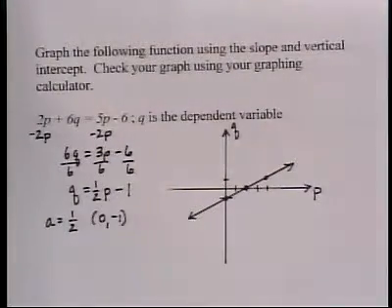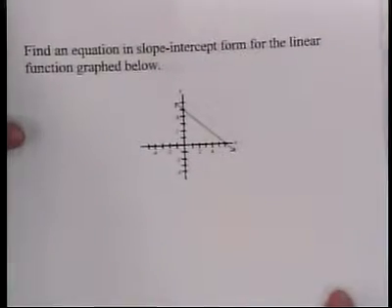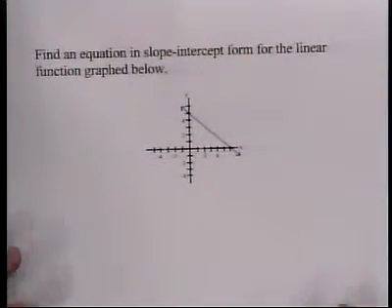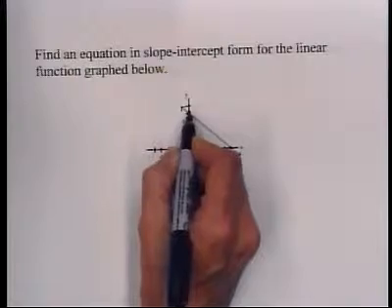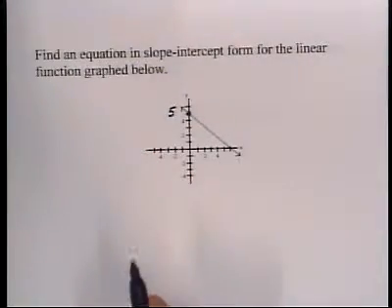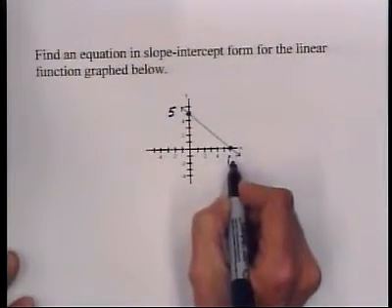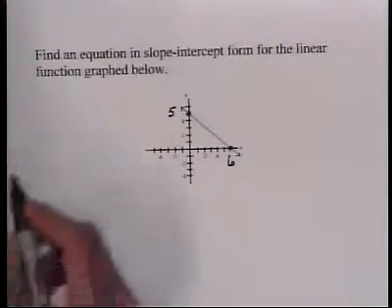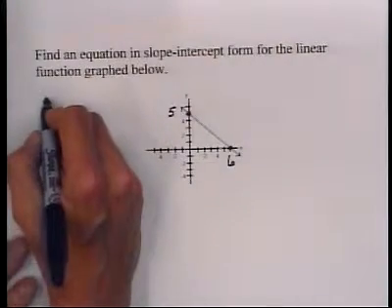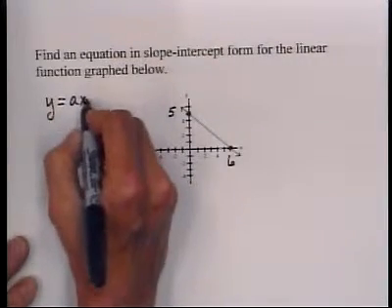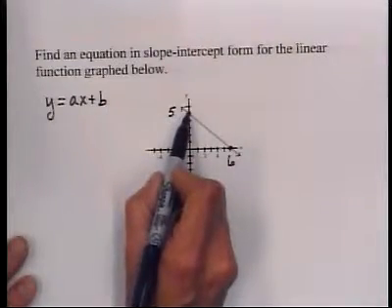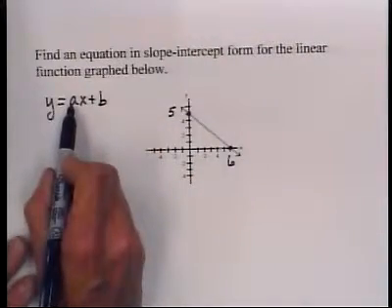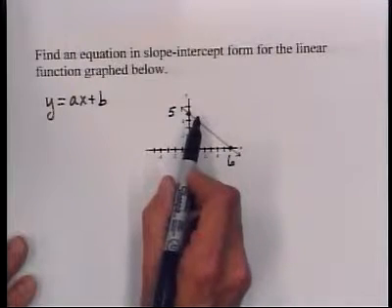Well, let's continue by going the other way. Given an equation, given a graph, let's try to come up with an equation. This graph, let's pick some convenient points. Seems to go through the point 5 on the y-axis and 6 on the x-axis. And if we want to write it in slope-intercept form, we're going to need an A and a B. B is the vertical intercept, which I can see is 5. A is the slope, which I'm going to have to figure out from the graph.